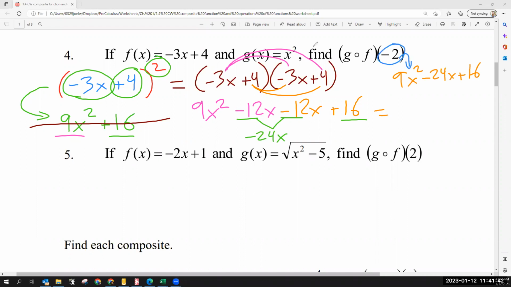Plug the -2 in. -2 squared is +4. 9 times 4 is 36. 24 times -2 is 48.